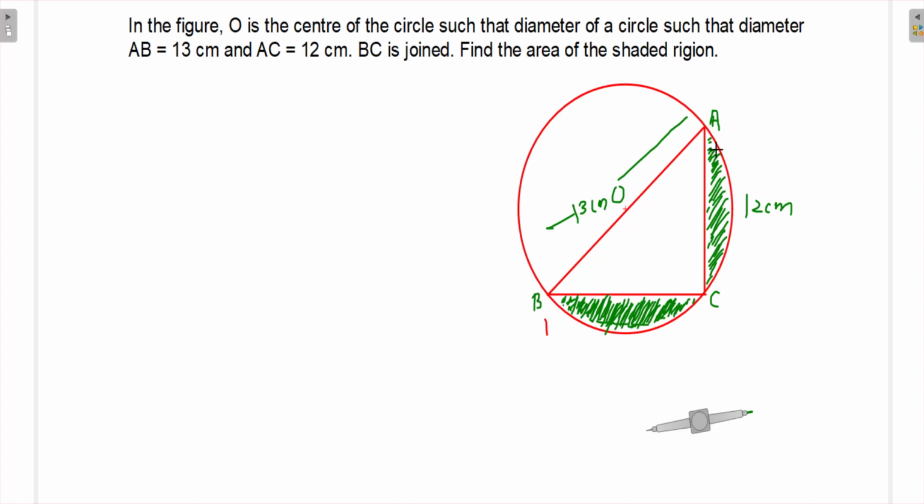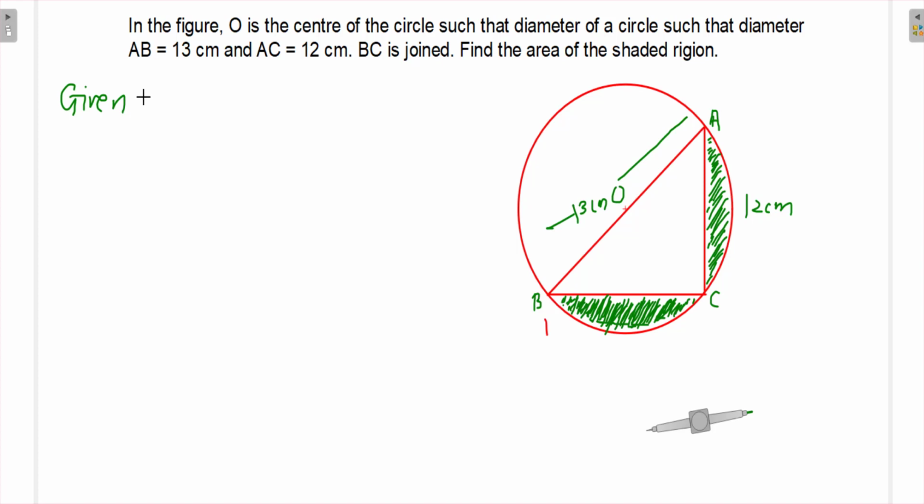Here we can find the area of the shaded region as area of semicircle minus area of this triangle. But to find the area of the triangle, that is 1/2 base into height, this angle will be 90 degree, because this is the diameter and angle ACB is inscribed in a semicircle. Therefore this is a right angle triangle. Using Pythagoras theorem we can find BC, because AC and AB are given to you.